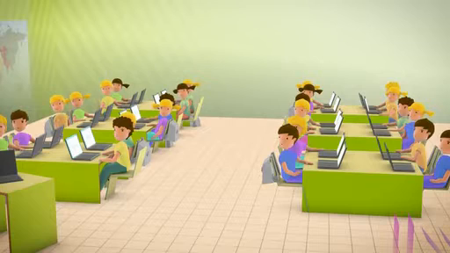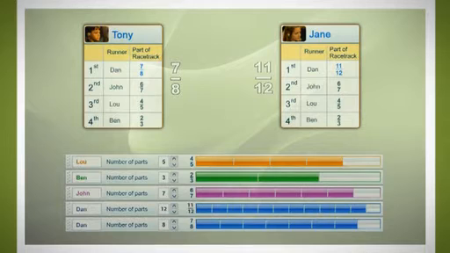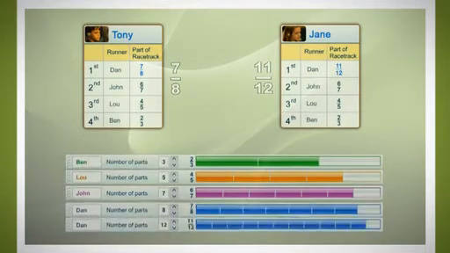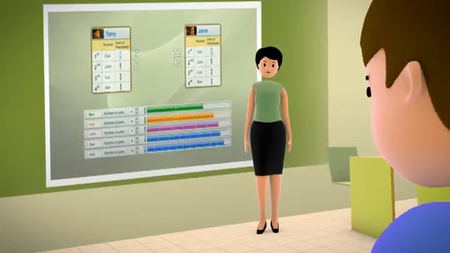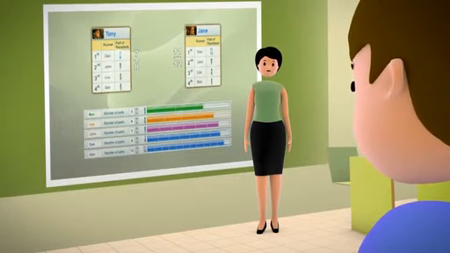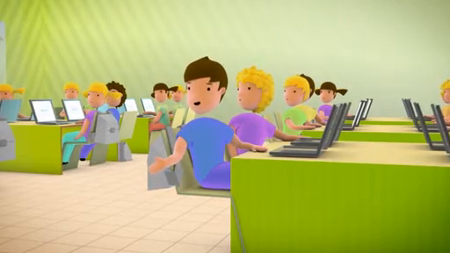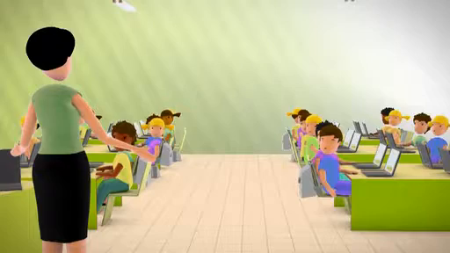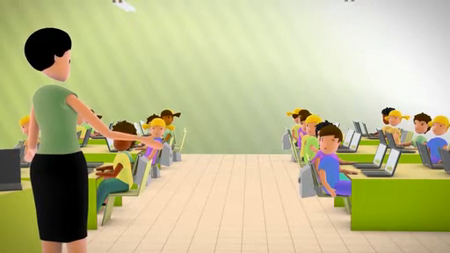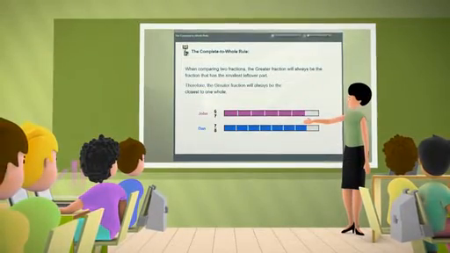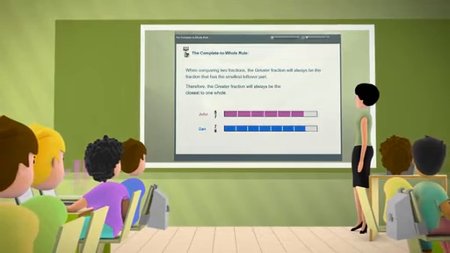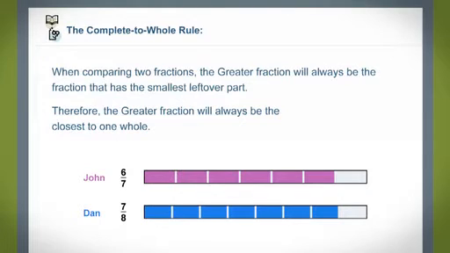The class is still struggling for an answer. To help them, Miss Williams sorts the fractions according to size. I know, because 7/8 and 11/12 are missing a smaller part than 6/7. The class has just discovered the complete to whole rule. Miss Williams displays a PowerPoint slide that she has prepared that formally summarizes this new mathematical rule. When comparing 2 fractions, the greater fraction will always be the fraction that has the smallest leftover part.